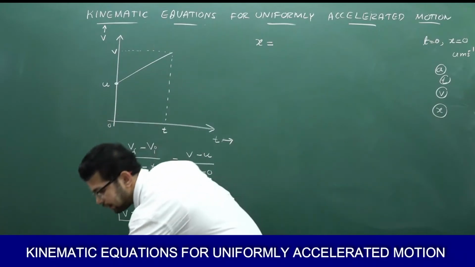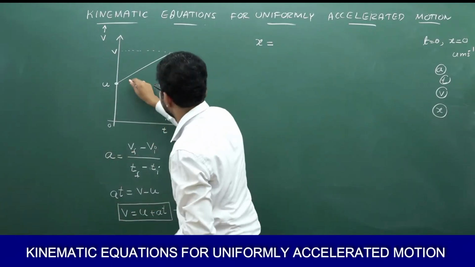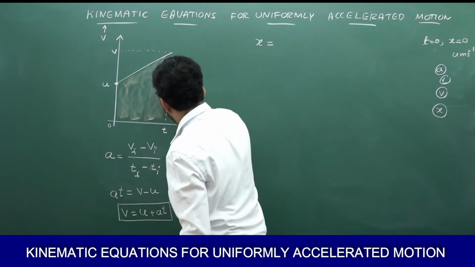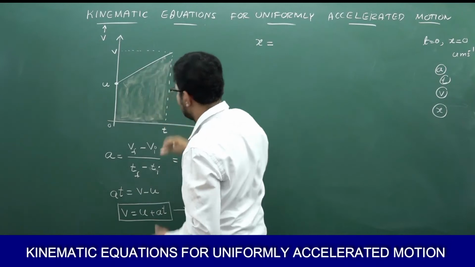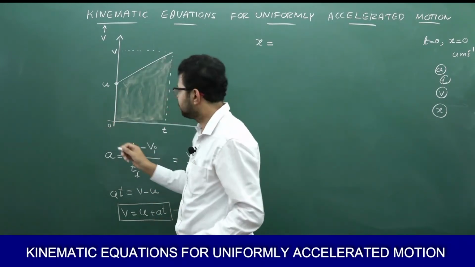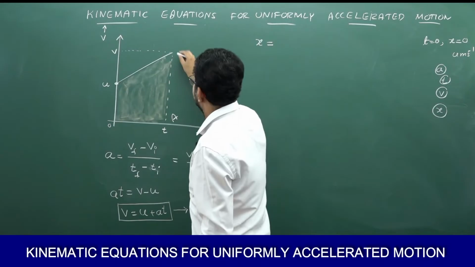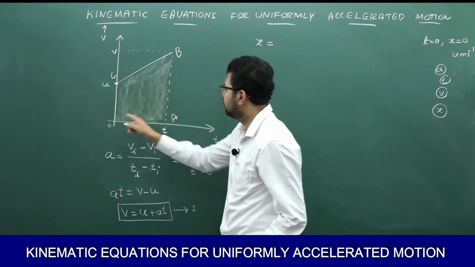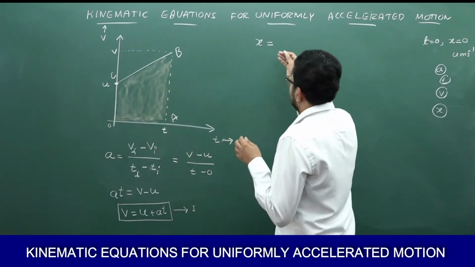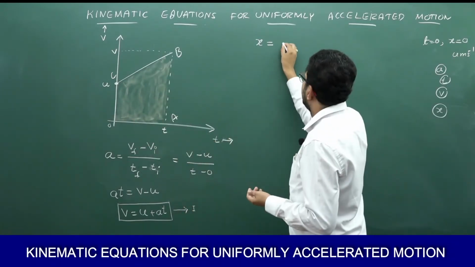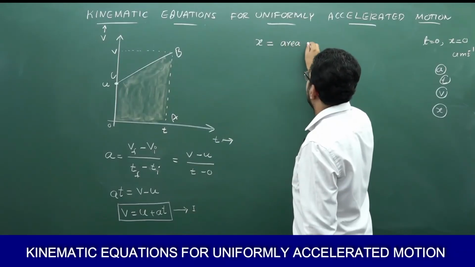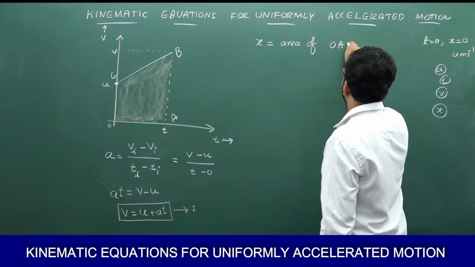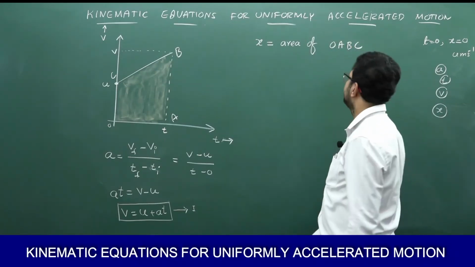So, how to calculate area? This is the area under the Vt curve. I want to calculate the area under this curve. Let me name this as O only. Say this is A, this is B, this is C. O, A, B, C. So, displacement equal to area of trapezium OABC.